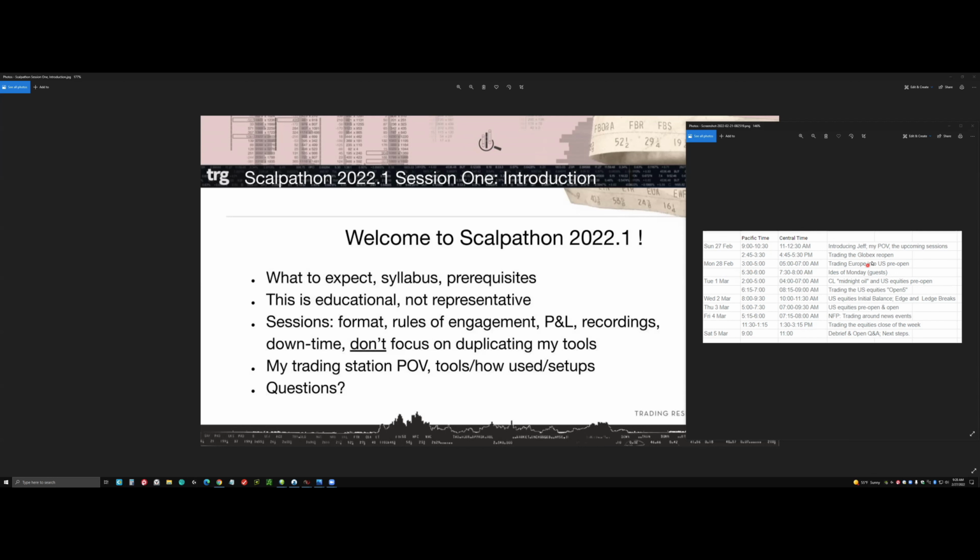So talking about trading Europe into the pre-open, I'm going to start that as soon as that session starts at 3 Pacific, 5 Central. When we're done with that, if it's quiet, we'll take a little break. If it's really busy at 3 o'clock, I may push the explanation to the end of that session toward 4 or 5 o'clock and do some live trading instead first. So that's what the format's going to be like. And it's going to be like that for every session.